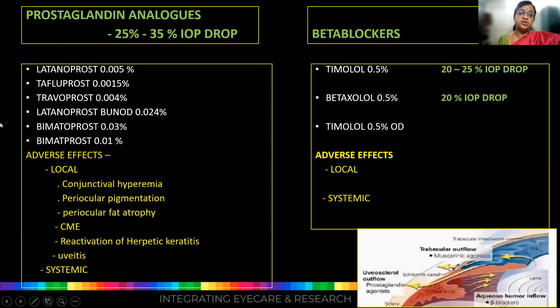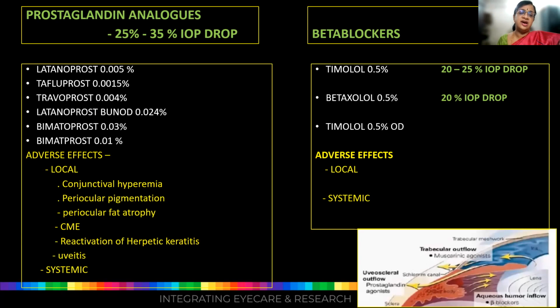Only tafluprost is not easily available here in our area. Otherwise, the others are all available. And most of the local effects are known to many. It's conjunctival hyperemia and periocular pigmentation, periocular fat atrophy, and hence the prostaglandin associated periorbitopathy and the hypertrichosis, as well as the lengthening of lashes.